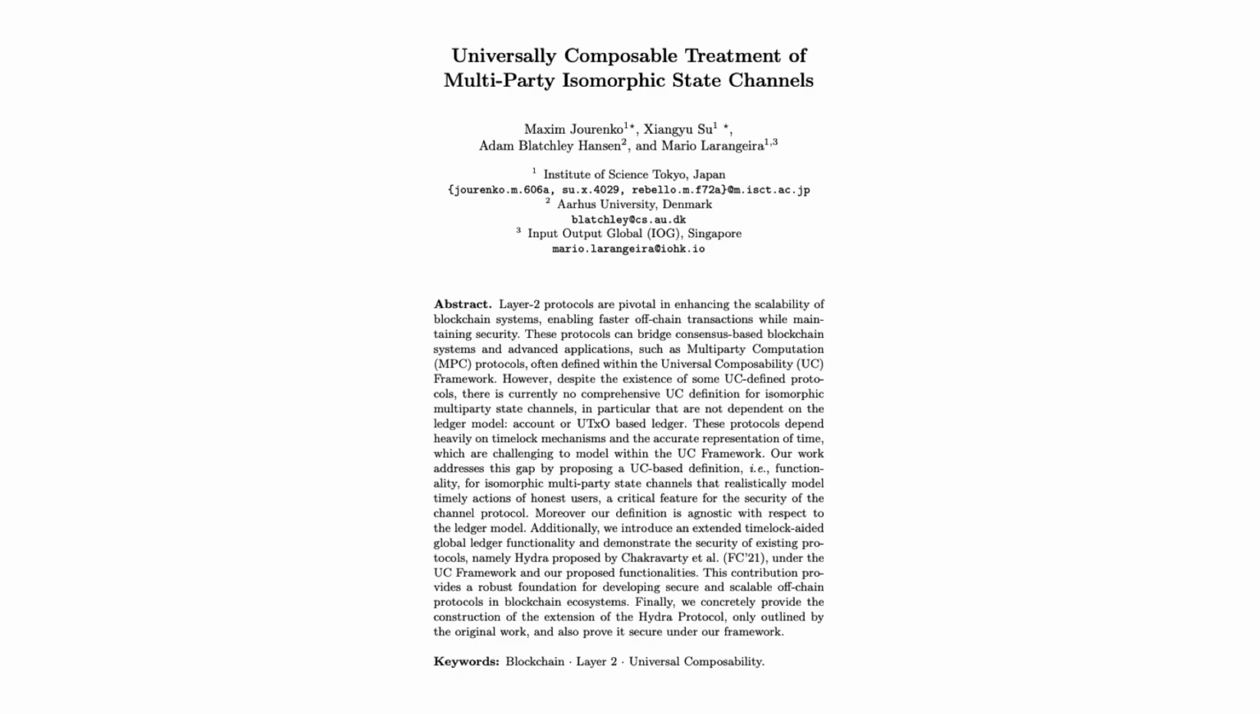So our mission today is to take a deep dive into a really groundbreaking new research paper that tackles this exact question head on. It introduces what's being called a gold standard for security analysis in this space, and then, importantly, it applies it to a real-world protocol. It shines a light on what it truly takes for these off-chain solutions to be robust, to be trustworthy. We'll be pulling insights from some remarks and a detailed paper called Universally Composable Treatment of Multiparty Isomorphic State Channels, from a team at the Institute of Science Tokyo, Aarhus University, and Input Output Global, IOG.